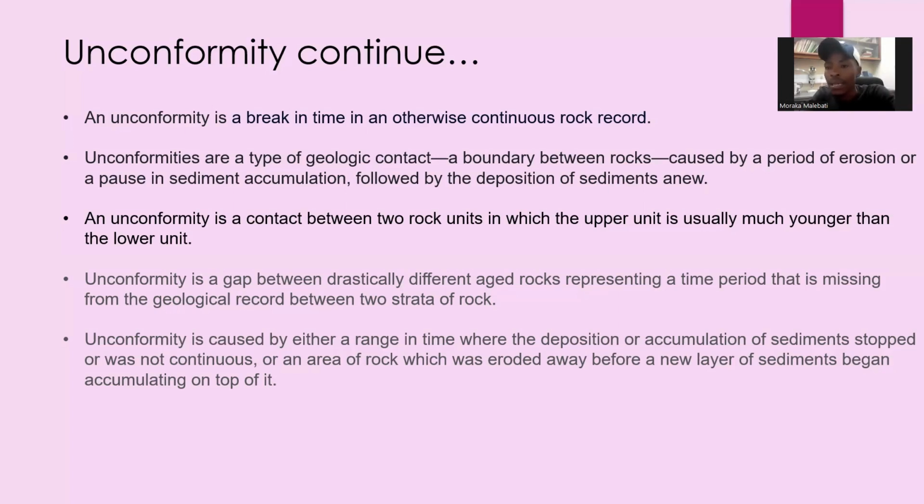So basically, an unconformity is all about a period of non-deposition, or a period wherein sediment accumulation was paused a bit, and then new sediments were deposited on top of the older eroded sedimentary, or it could be igneous or metamorphic rocks. That is what you call a gap in sediment deposition.